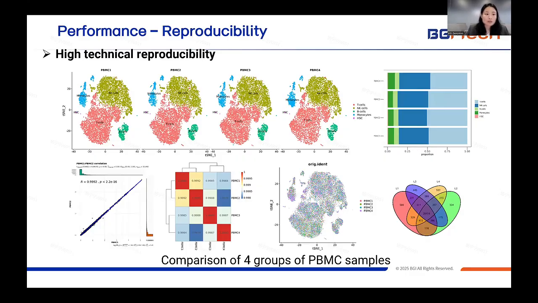Our platform also has a high technical reproducibility. To evaluate the technical replication, one PBMC sample was divided into 4, and the same batch was loaded on the 4 channels of the machine. The cell profiles and the cell types obtained show very high consistency.